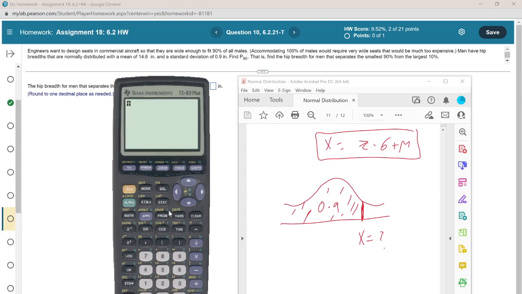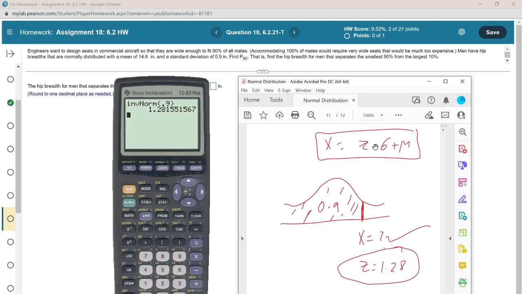Go to the second menu, which is distribution, and then use number 3, which takes the area, which is 0.9 in this case, to the left of that z-score and gives you the z-score. Remember, this z-score is coming from the area to the left of it. So this 0.9, which is 90%, should be to the left of that z-score. The z-score is 1.28.